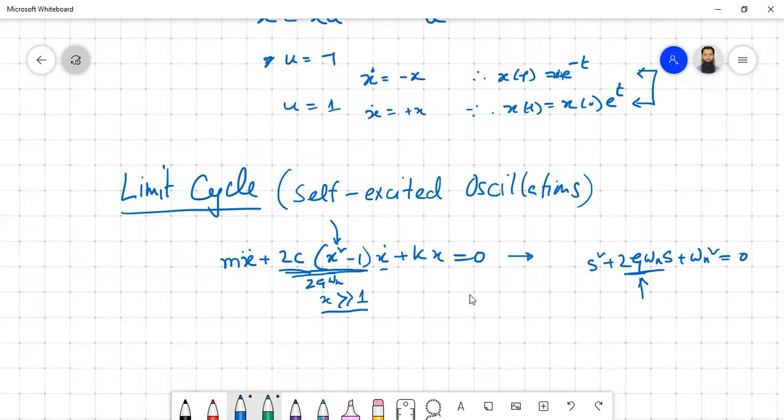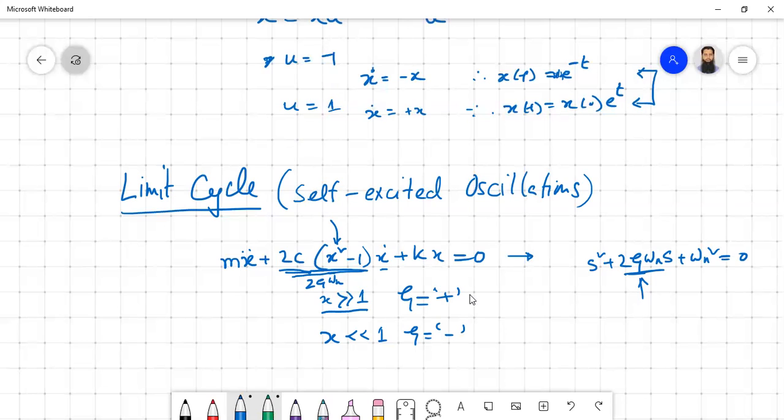Now, if the value of x is smaller than 1, in that case, the damping coefficient here will be negative. So zeta is positive here, zeta is negative here. Negative damping means now the system is supplying energy to the ambient environment. So this sort of thing will be happening back and forth. Sometimes it will be giving energy, sometimes it will be returning energy based on the position.